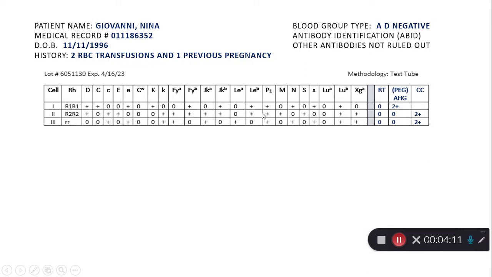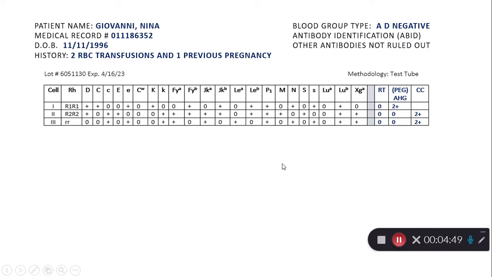So these pluses and zeros along here, we have 3 different reagent cells. They're all type O. The first 2 are D positive. The third one is D negative, as stated here, little r. But they're all type O because we don't want to detect anti-A or anti-B in the patient's plasma. Those are expected antibodies, and we've already identified those in our reverse blood group typing. So we use type O because they don't express A or B antigens, and we don't want to detect anti-A and/or anti-B in the patient's plasma.